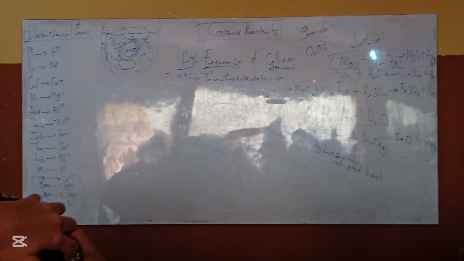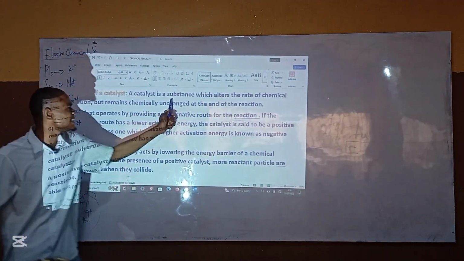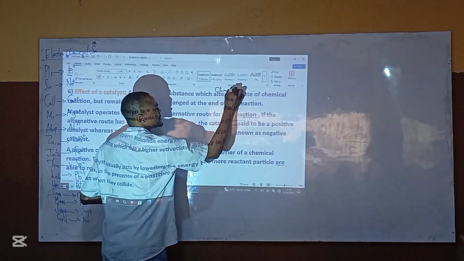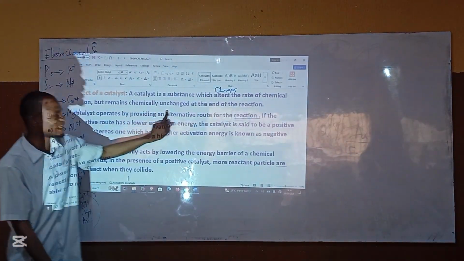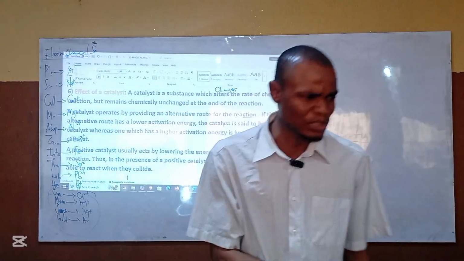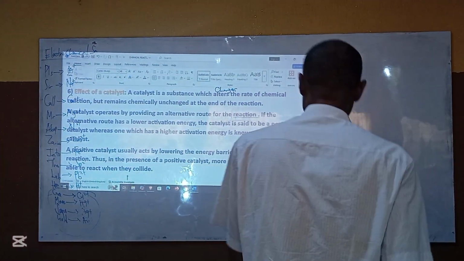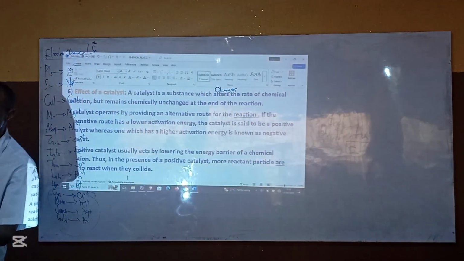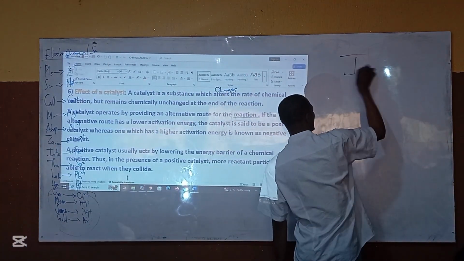Effect of the catalyst. Now, what is a catalyst? A catalyst is a substance which alters the rate of a chemical reaction, but remains chemically unchanged at the end of the reaction. So don't say a catalyst only speeds up; it also slows down. Now we have two kinds of catalysts: positive catalyst and negative catalyst. A negative catalyst normally slows down the rate of a chemical reaction, and we call that kind of catalyst an inhibitor.